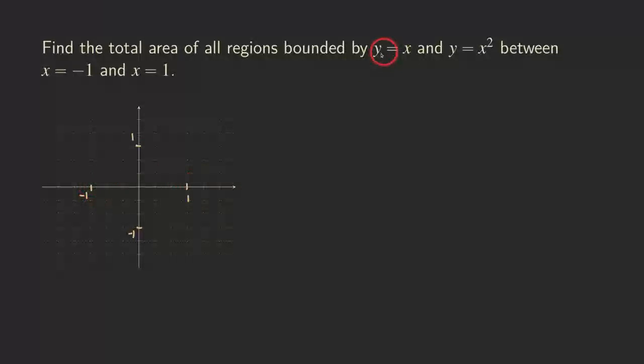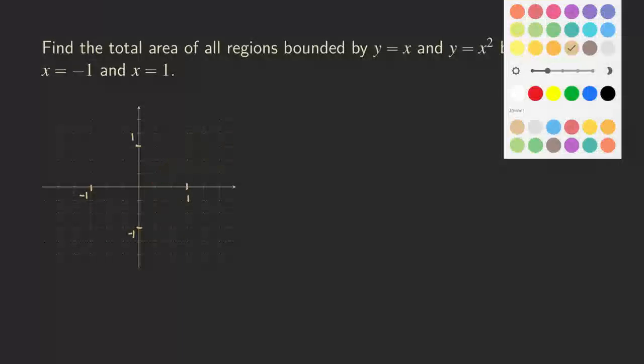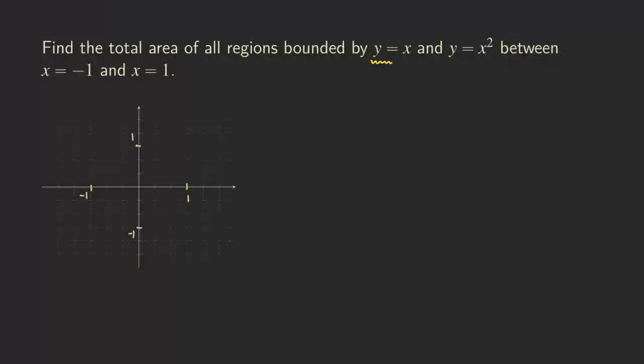Okay, so y equals x is really just a line that goes through the points (-1, -1), (0, 0), and also (1, 1), right? So we can just make a straight line here. Let's say we use yellow to graph this line, y equals x, and that's our straight line right here.